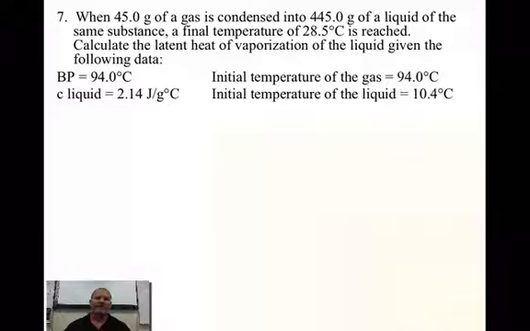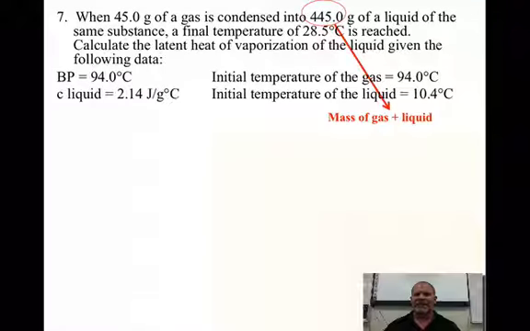So we have a situation that says we have 45 grams of a gas that's condensed into 445 grams of liquid water. This is important to understand right here. What's meant by this? Actually, the 445 was a combination of both the gas and the liquid. So my gas had 45 grams, and ends up mixing with my liquid to a total of 445. That means my liquid was at 400 grams. So a little understanding there.